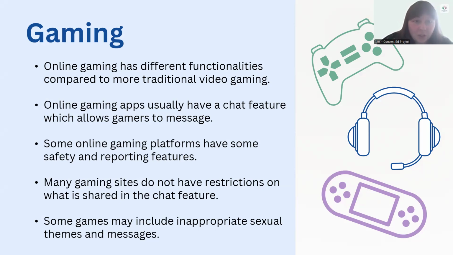But there's also going to be people that you don't know on there. So there are risks that come along with that. Online gaming apps usually have a chat feature, which allows gamers to instant message each other in real time. And while some online gaming platforms have safety and reporting features, many of these don't really restrict what is shared in the chat. And a lot of games can include inappropriate sexual themes and messages and things like over-sexualization of characters and rape and prostitution and things as features of the game. So there's going to be a lot of adult content there, and it can be easy for savvy teenagers to get around those age restrictions.